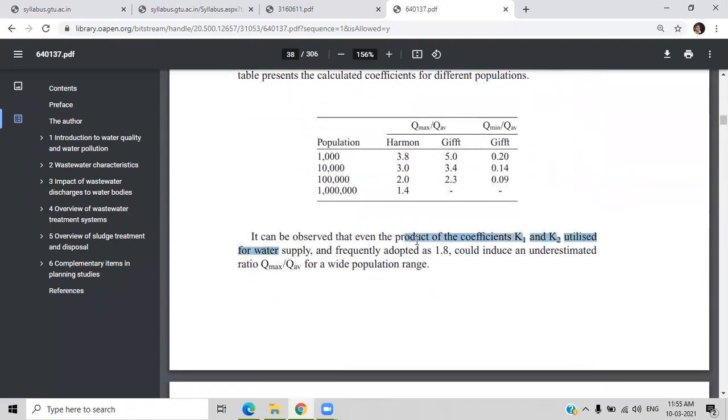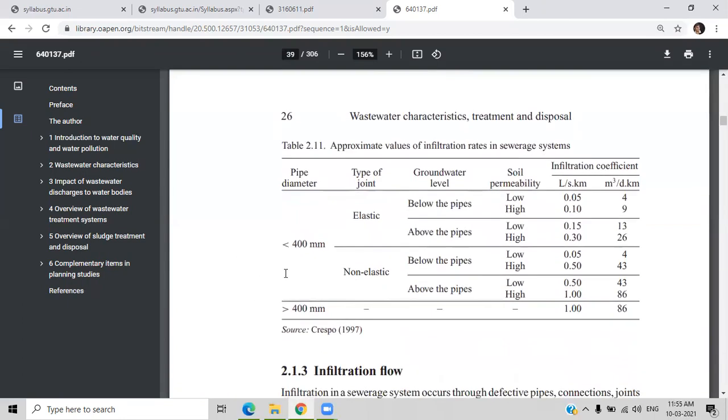It can be observed that even the product of the coefficients K1 and K2, which are utilized for water supply and frequently adopted as 1.8, could induce an underestimate of the ratio Q max by Q average for a wide population range.